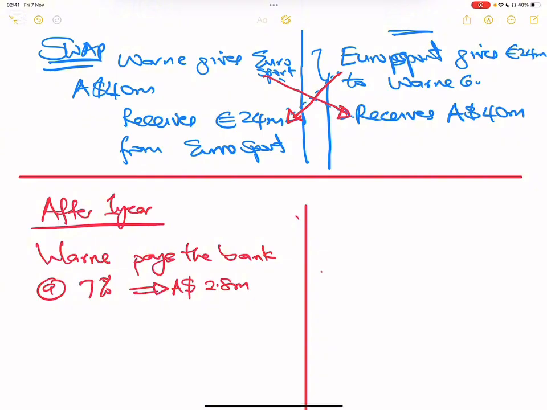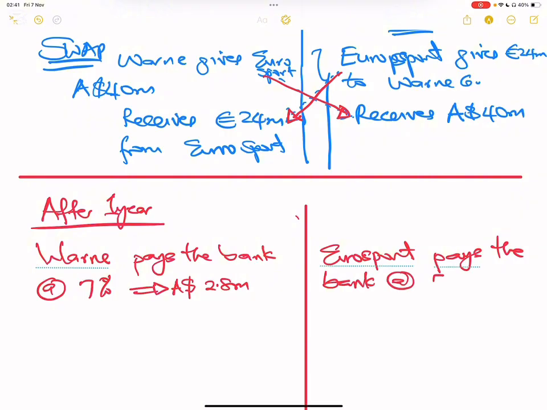Euro spot on the other end as well, we have to pay his own bank too. The interest on the loan he collected. Also at a cheaper rate, which is 5.5%. That is equivalent to just 1.32 million euro.